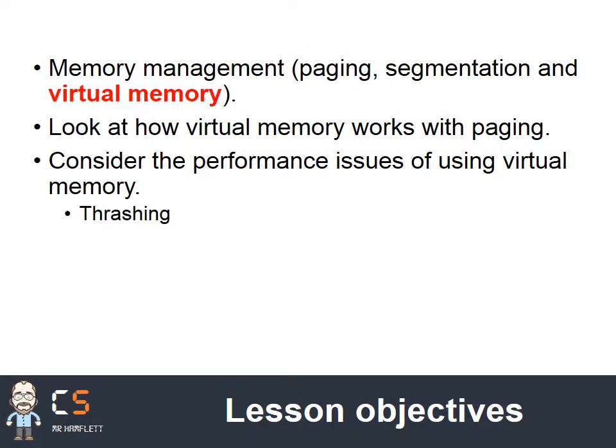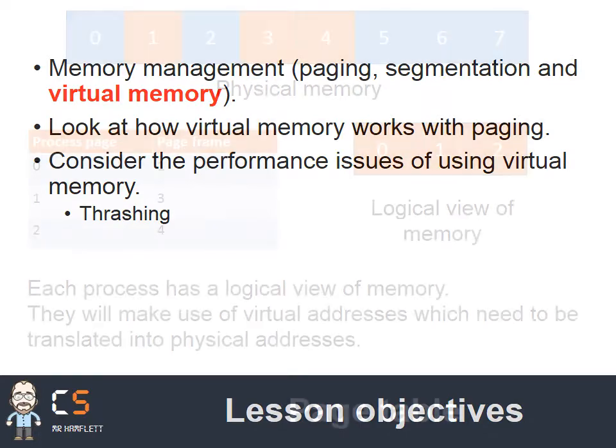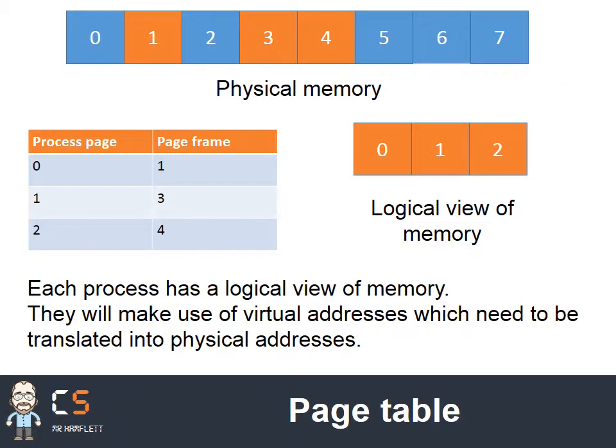So we're going to be looking at what virtual memory is, how it works, and how it links together with paging. We're also going to be looking at some of the performance issues related to virtual memory, specifically a problem known as thrashing. Although we don't need to know about the page table specifically for this course, I'm going to use the page table to help explain how virtual memory works as a kind of high-level view.